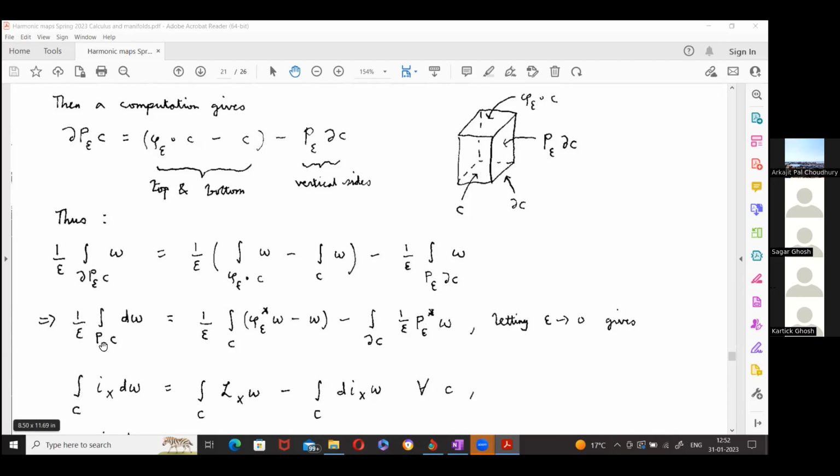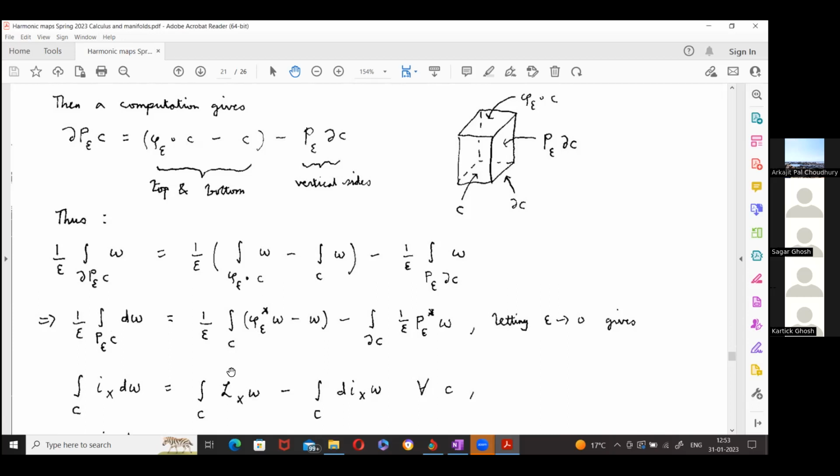this P epsilon C, I can move it, this integral, we saw that the integral of any form over P epsilon C divided by epsilon, that converges to the interior contraction, right? So this will converge, the left-hand side will converge to the integral over C, Ix d omega. Now this phi epsilon star omega minus omega, I divided by this epsilon. This converges to the Lie derivative, Lx omega.